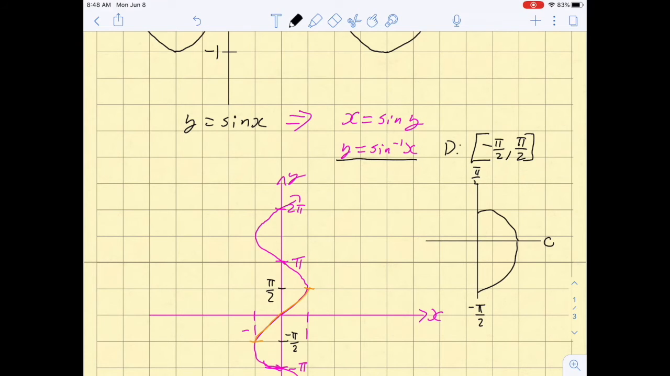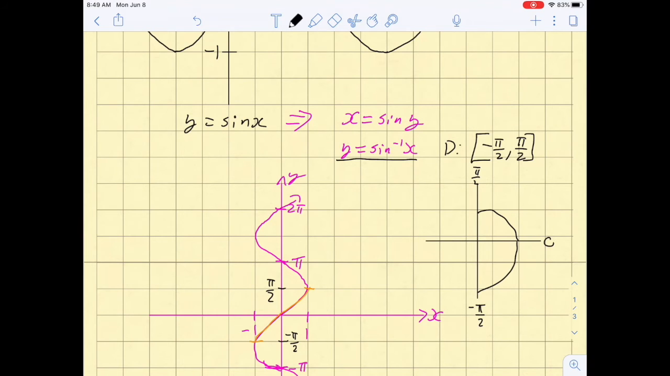So the inverse sine, or the arcsine, is restricted from negative pi over 2 to pi over 2, whereas cosine is restricted from 0 to pi. And tangent is restricted from negative pi over 2 to pi over 2. So tangent and sine have the same limitations, but cosine has unique limitations.